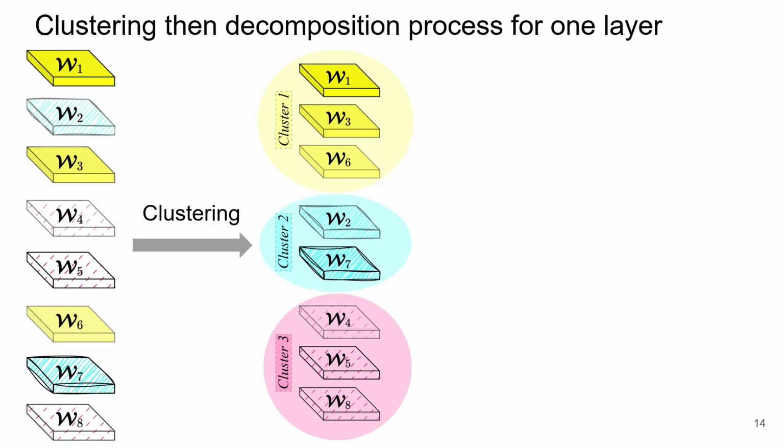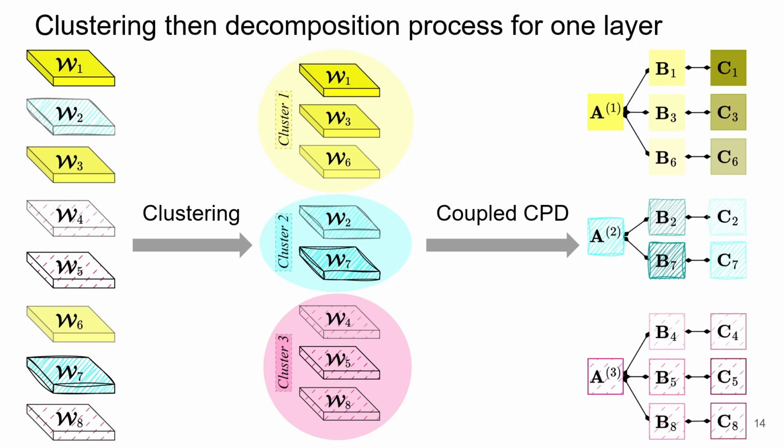To make this possible, filters are first grouped based on their similarity in that mode, ensuring that filters within the same group share stronger similarity than those across different groups. The process unfolds in two stages. First, clustering the filters of each convolutional layer into a fixed number of groups, and second, jointly decomposing the filters in each group using coupled CPD.